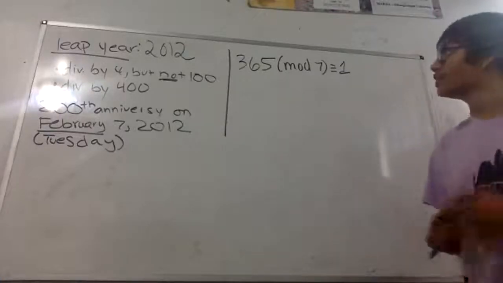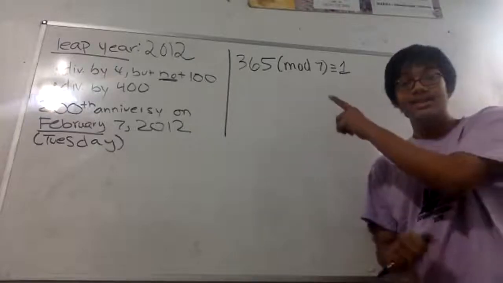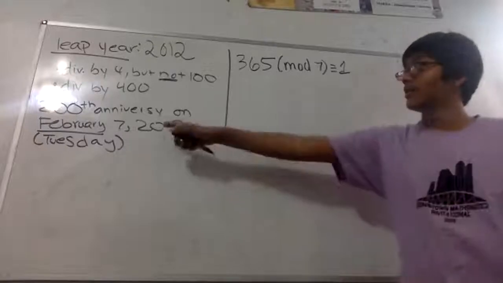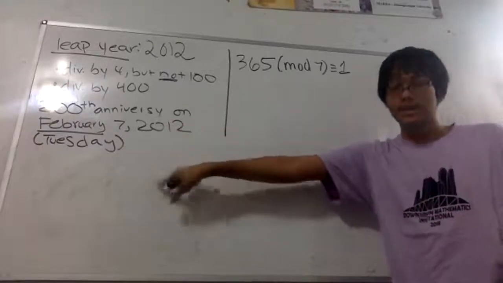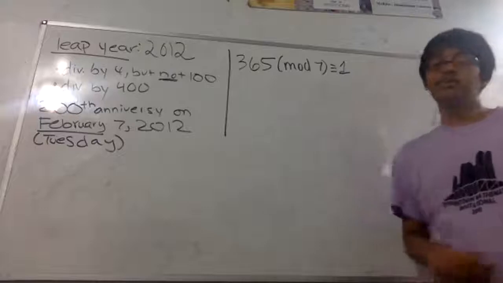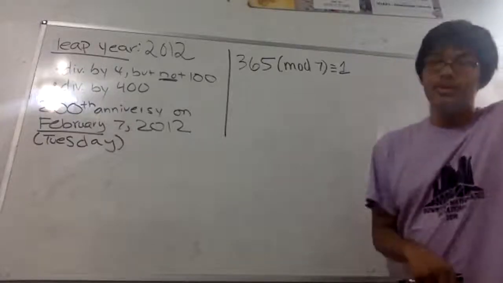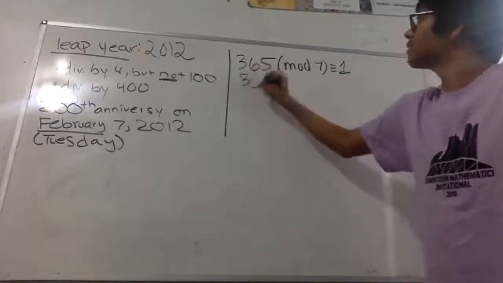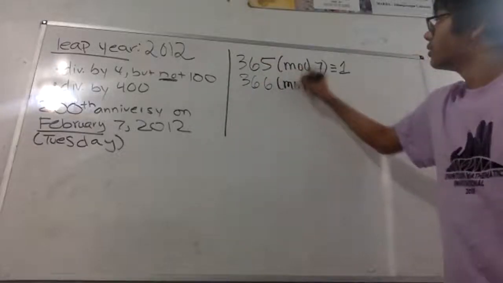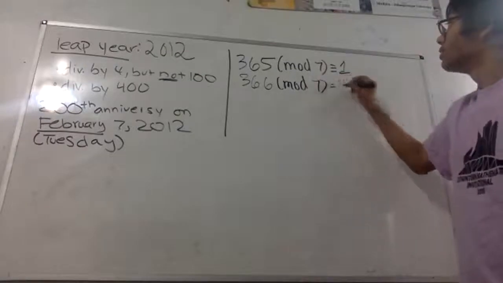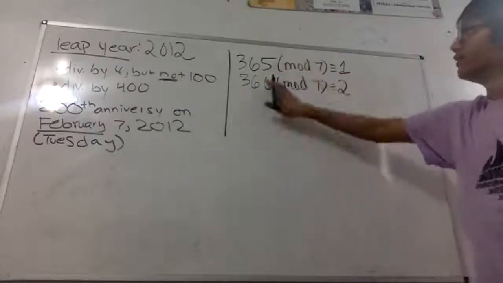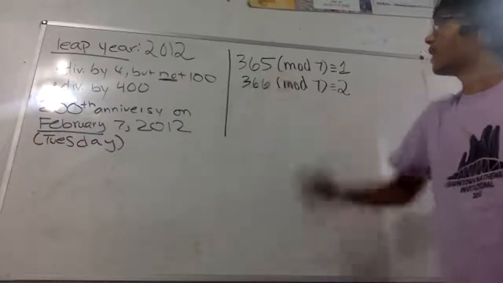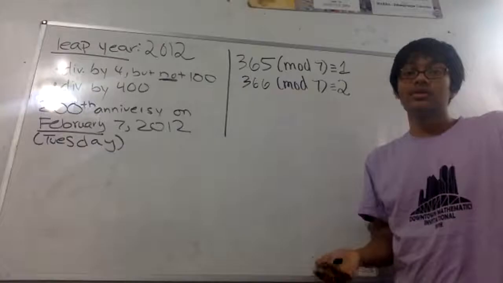Now, how can we use this to our advantage? Well, because this statement is true, that means every year when we go back, Tuesday will become a Monday, then a Sunday, then a Saturday, and so on and so forth. But what about leap years? Well, a leap year has 366 days. So 366 mod 7 is congruent to 2 because it's one more than 365. Right? So that means every leap year, you're actually going to go 2 days back.